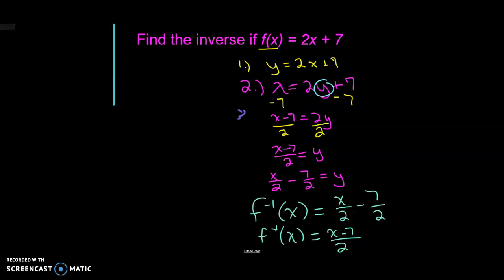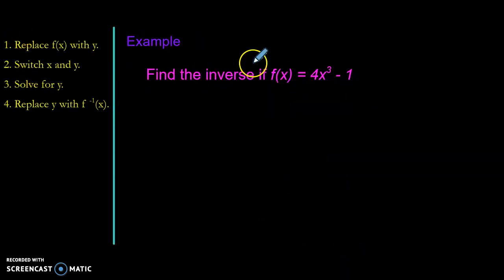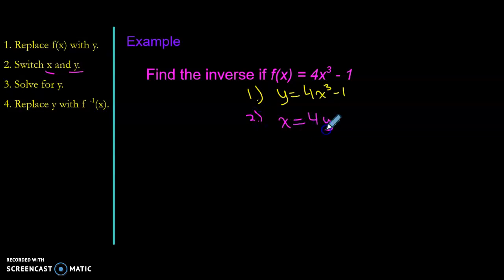Let's go to another example. Now we have f of x equals 4x cubed minus 1, and we need to find the inverse. Again, step 1: what does step 1 say? Replace f of x with y. Step number 2, switch x and y. Step number 3, solve for y.